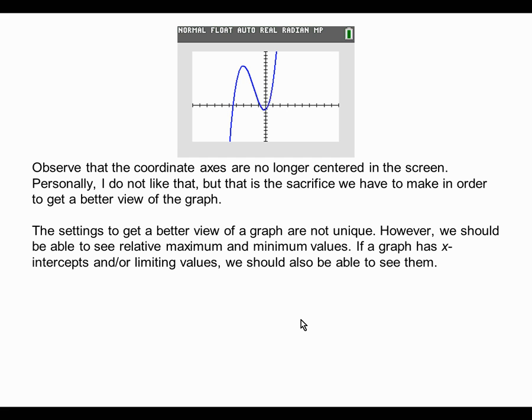Now the settings to get a better view of a graph are not unique. So remember, you want to be able to see all relative extrema, and ideally also x and y intercepts. And if there is a limiting value, which there isn't in this one, you'd like to be able to see limiting values.